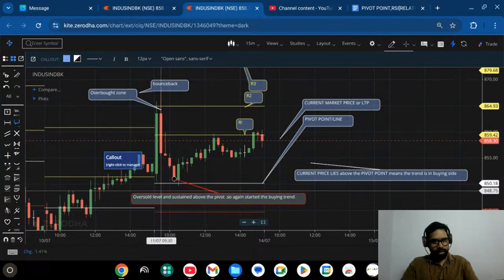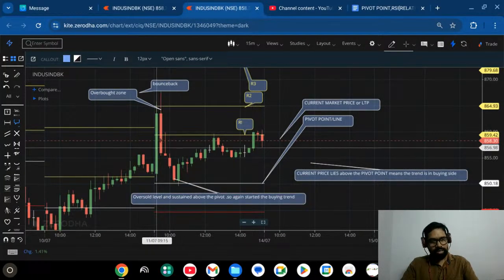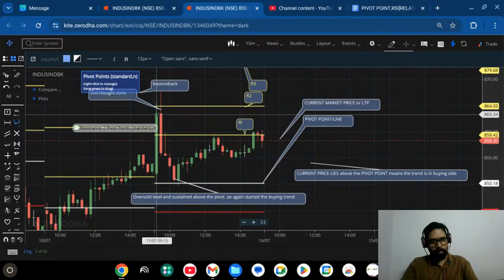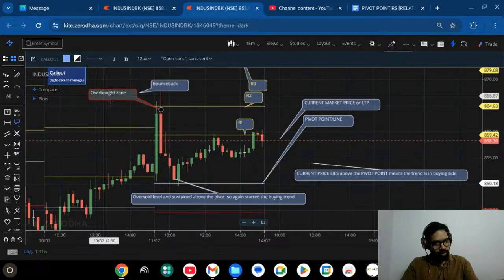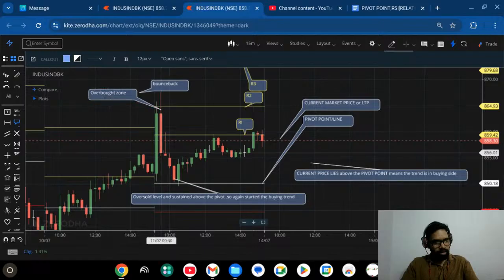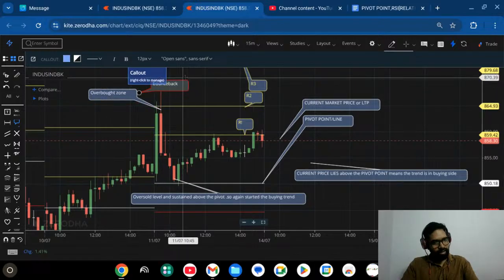Okay, now in this case, what happened in the morning scenario? The market opened gap up and reached the R2 level, which was the overbought level, and again went down. Understood? It did not even reach your R3 level.